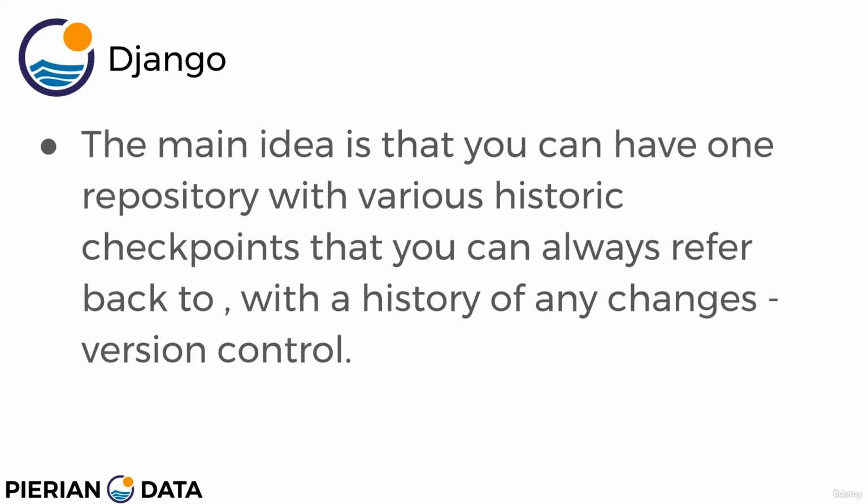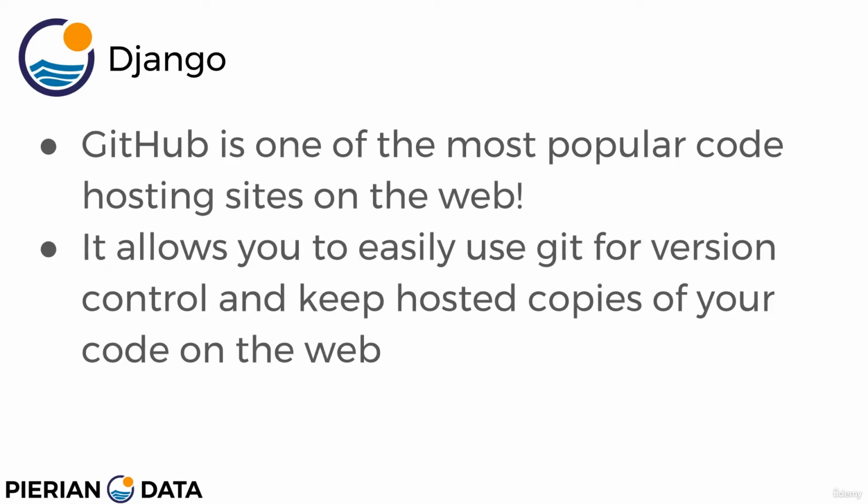So the main idea for us is that you can have one repository with various historic checkpoints that you can always refer back to with a history of any changes. And that is what is known as version control, control over all the various versions of a particular file you had. GitHub is one of the most popular code hosting sites on the web, and it allows you to easily use Git for version control and keep hosted copies of your code on the web.